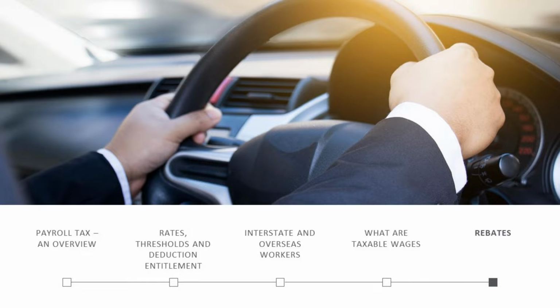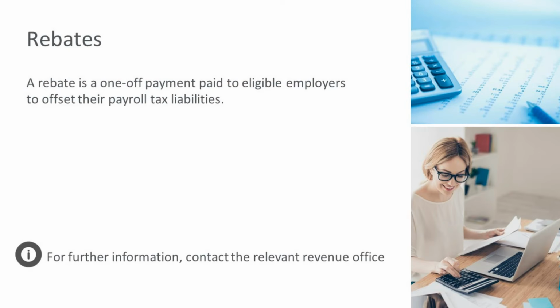To finish, let's take a quick look at rebates. A rebate is a one-off payment paid to eligible employers to offset their payroll tax liabilities. These are determined by the respective state and territory governments and generally come into effect at the beginning of a financial year or are applied at annual reconciliation. Each state and territory offers different rebates, and these are often only available for a set period of time. We recommend that you contact the relevant Revenue Office for further information.